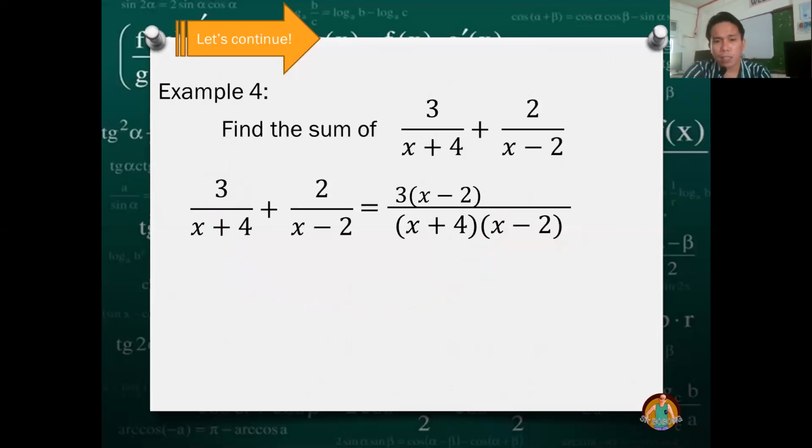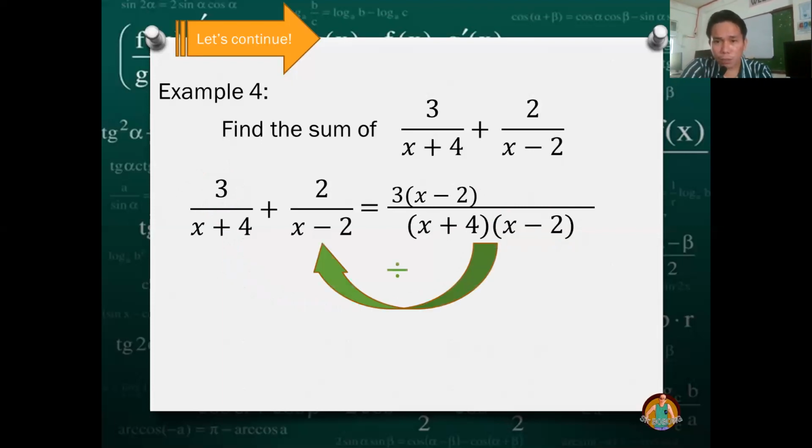Sige. Next, yung pangalawang term naman sa 2 over x minus 2. Since parehas yung x minus 2, kakancel natin yung x minus 2 and x minus 2. Kasi parehas sila. So, ano yung matitira? X plus 4. Then, we multiply x plus 4 times 2 will give us 2 times x plus 4. Naintindihan? So, hindi na natin kailangan mag-multiply. Klaro? So, cancellation na lang yung process.